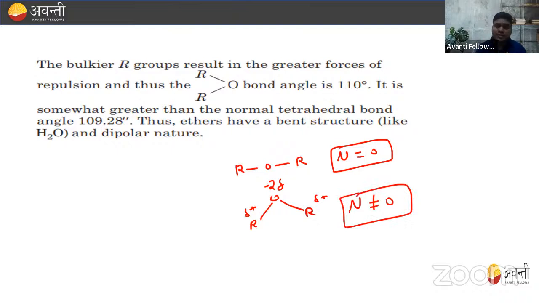If someone asks what the dipole moment of ether is, it is not equal to 0. They show some dipole moment because they do not have a linear structure. Instead, they have a bent shape structure, and due to this they show some dipole moment as well.